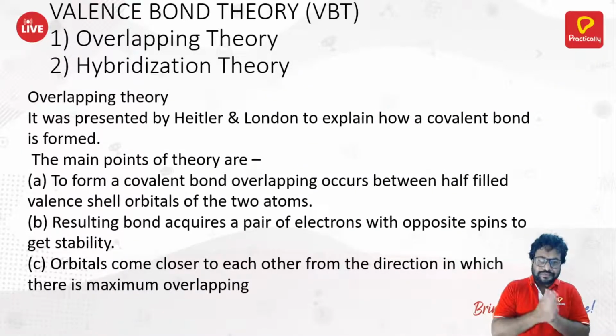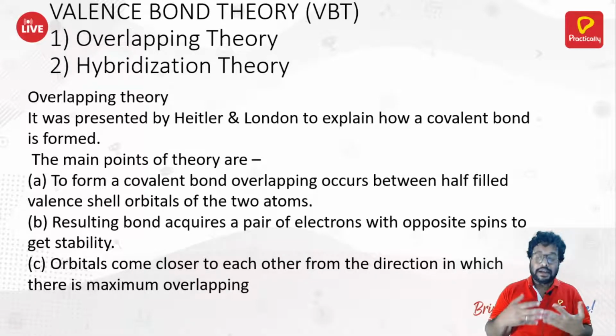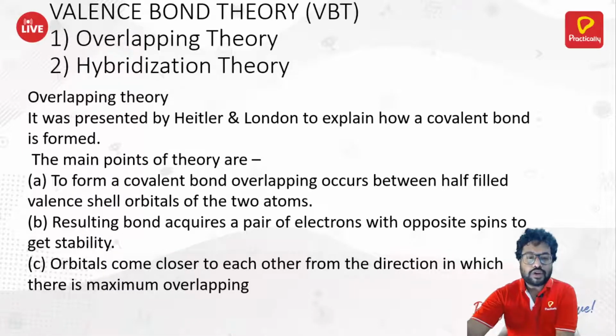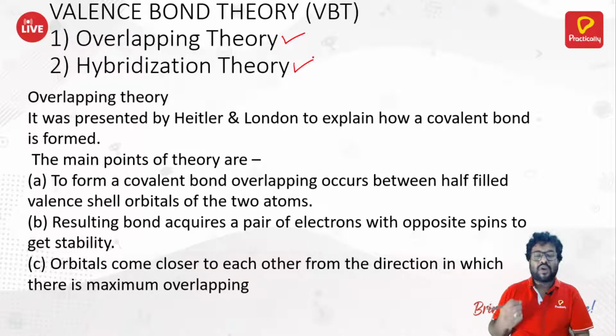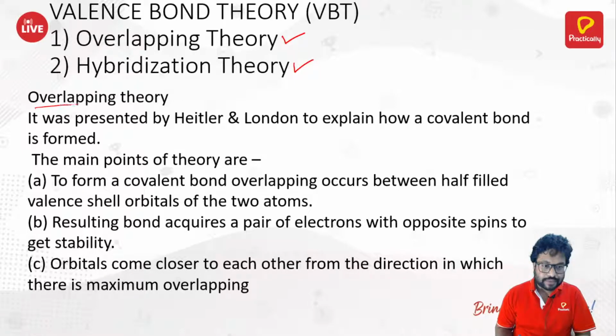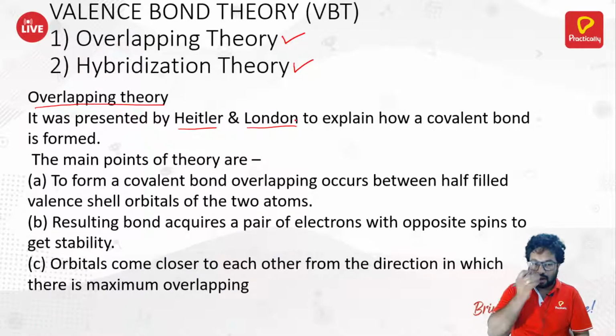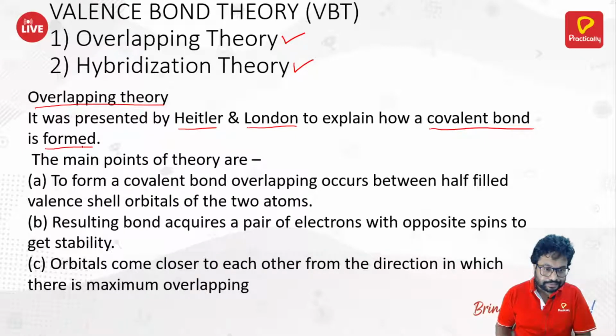As you all know, the nature of chemical bonding has different theories for bond formation. One of those theories is the overlapping theory. Another is the hybridization theory. What does the overlapping theory say? It was presented by Heitler and London, not that Hitler from Germany. This is the name of other scientists. It was presented by Heitler and London to explain how a covalent bond is formed.